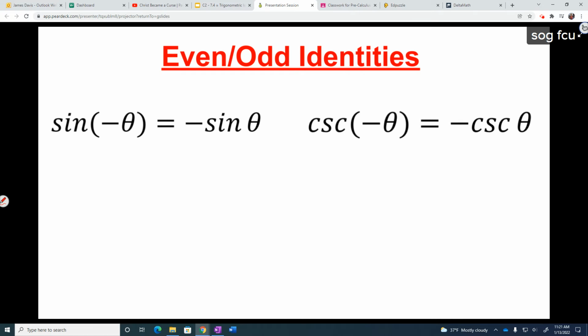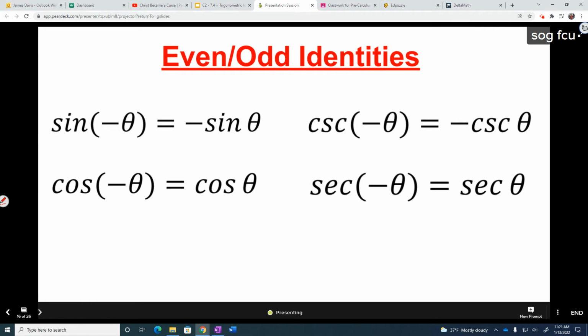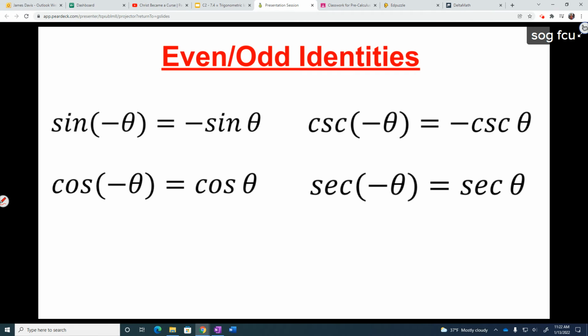For cosine, if we put a negative theta into cosine, we actually get a positive cosine out. And same with secant, because that's its reciprocal. Secant of negative theta is positive secant theta.